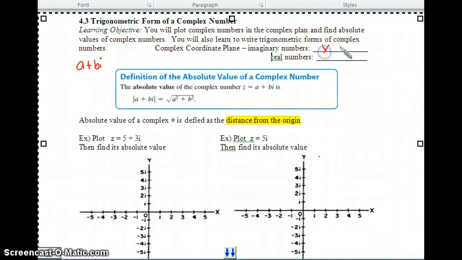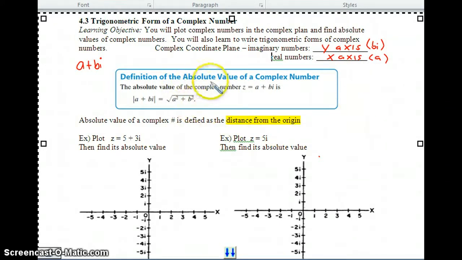The imaginary numbers will go on the y-axis, and the real numbers will go on the x-axis. So in other words, the bi portion will go on the y-axis, and the real portion will go on the x-axis.